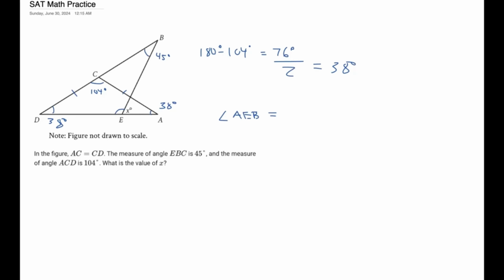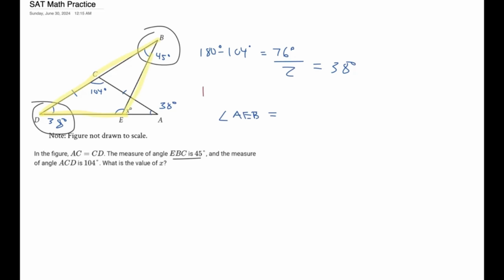Well, it's actually pretty interesting because they gave us the measure of EBC, this angle up here, and we just figured out the angle of BDE. And so these two angles make up a portion of this triangle, right? So it's this triangle right here. All right. So we know there is, let me just switch back.